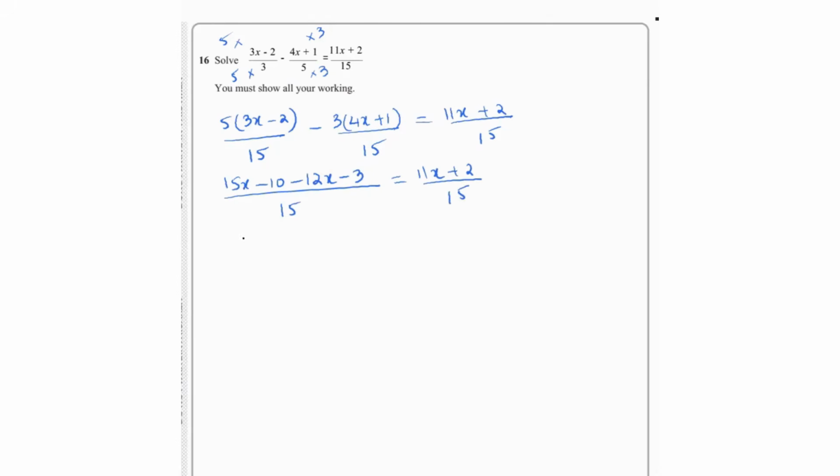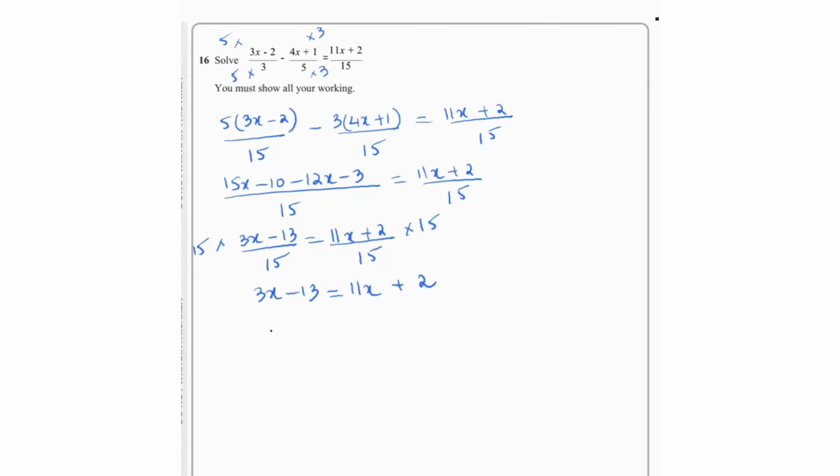So that's going to be 3x minus 13 over 15. Now we can see that both sides are being divided by 15. So if we times both sides by 15, that gets rid of the denominator. So we're left with 3x minus 13 equals 11x plus 2.